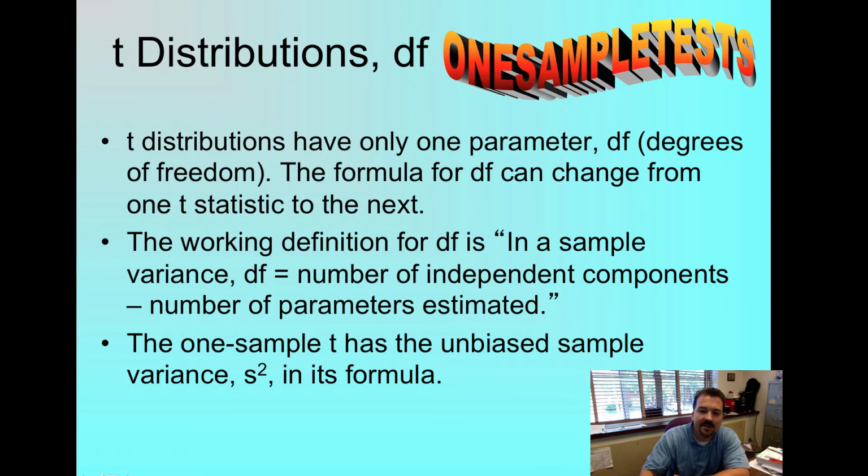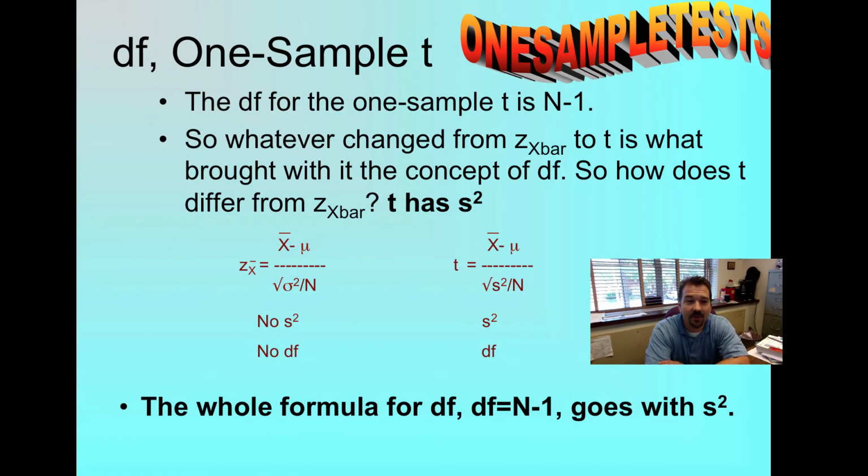The one sample T has the unbiased sample variance s squared in its formula. So think back to what that formula is. You're going to need that in a moment. Formula for s squared. I'm going to have you do some calculations here. The degrees of freedom for the one sample T, as I said, is n minus 1.